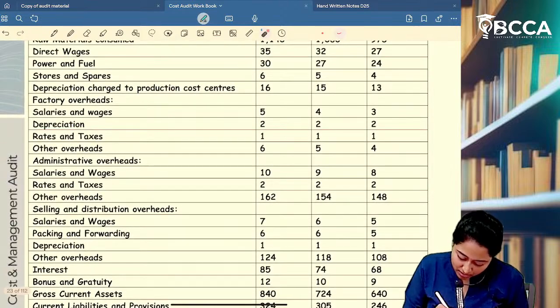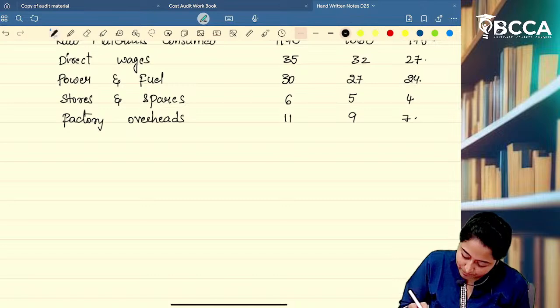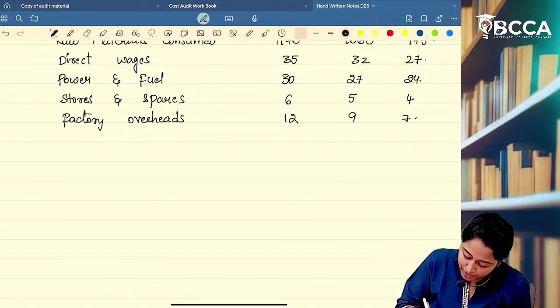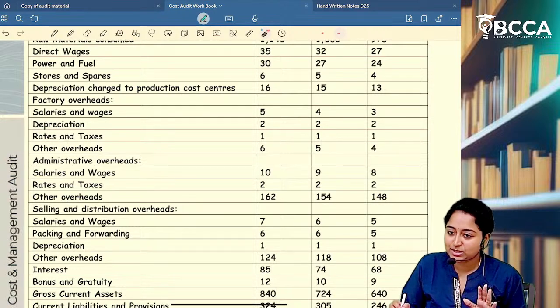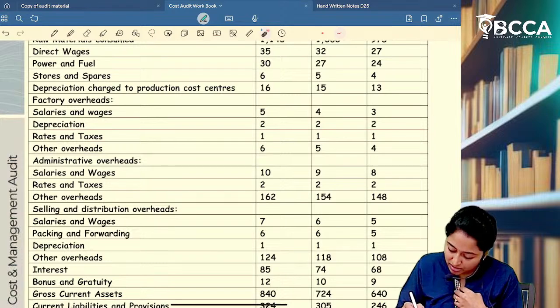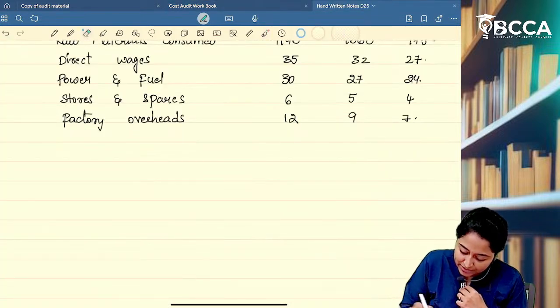Okay. Now do the total and tell me. So it will be 12. Did you get why we are taking rates and taxes? Because these are taxes in the overheads, not earnings tax. This is 10. Okay, only one will be added. This is 10 and this is 8.